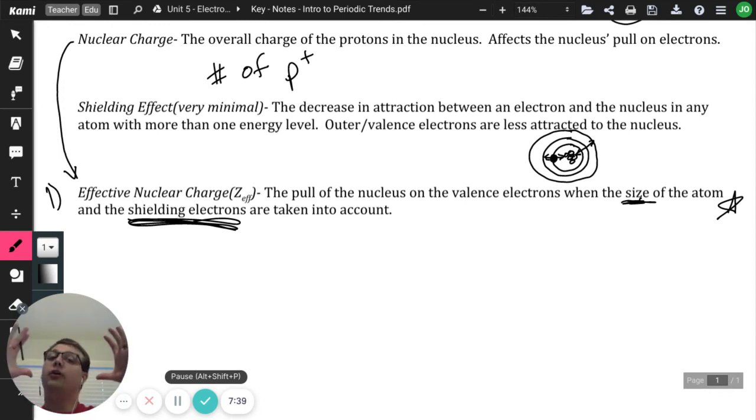As we get larger, we're further away, and so it's going to be harder for that nucleus to pull on those electrons, okay? I kind of like to think of Zeff like this: if I take a magnet and I stick it to the board, it's a very weak magnet, will it stick? Yes, it will. It will stick to a whiteboard, right? One of the expo marker boards that we've got at school.